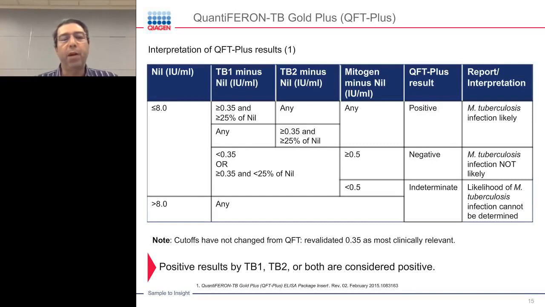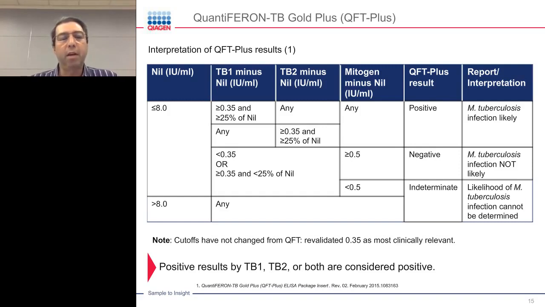And so when we look at the amount of gamma interferon that we utilized to call a positive or a negative, we went with a very conservative algorithm. And so if there is 0.35 international units of gamma interferon above background in either the TB1 or the TB2 tube, and the positive control can be any level, we call that positive.